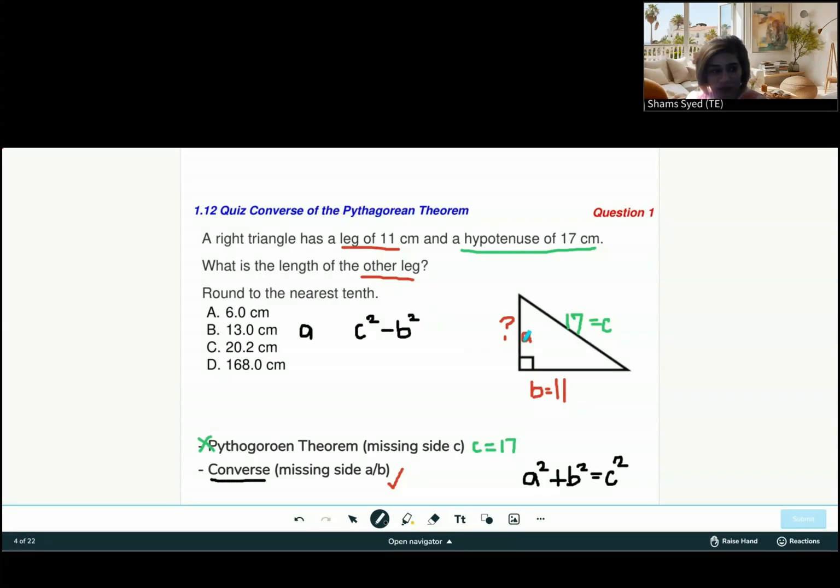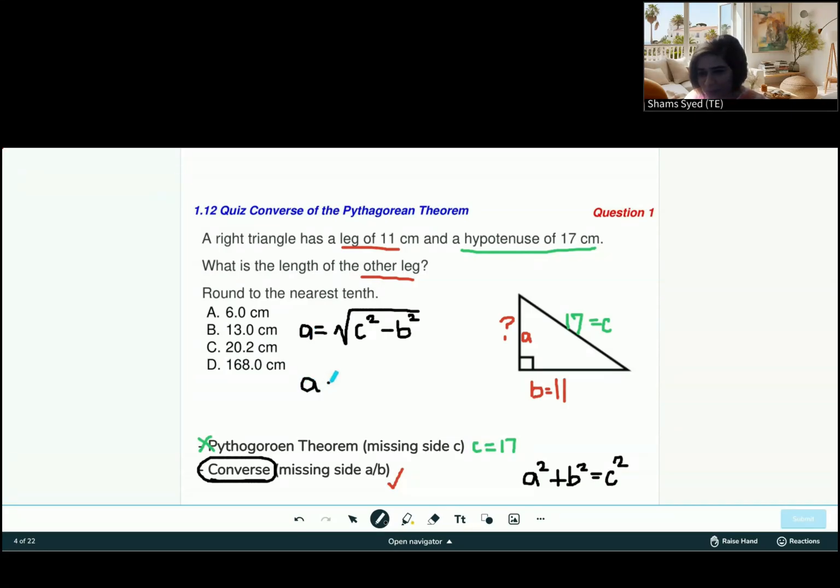But guess what? We don't need A squared, but we need only A. In order to get A by itself, we will do square root of C squared minus B squared. When this sign is a subtraction sign, we are actually using converse of Pythagorean theorem. And it will help you find one of the shorter sides of the right triangle. Let's get started and plug numbers into the formula and see what will be the length of side A.